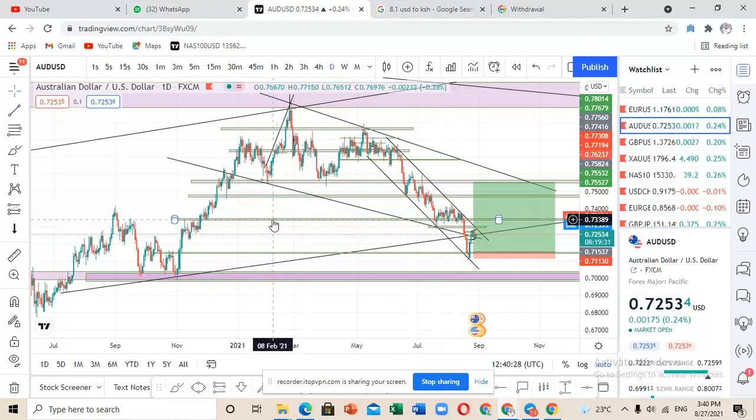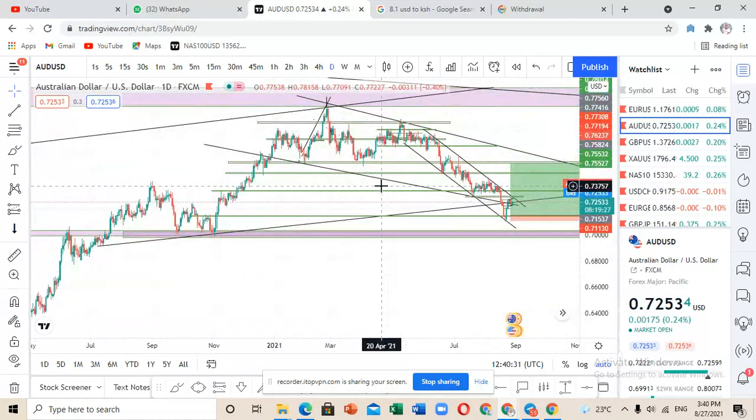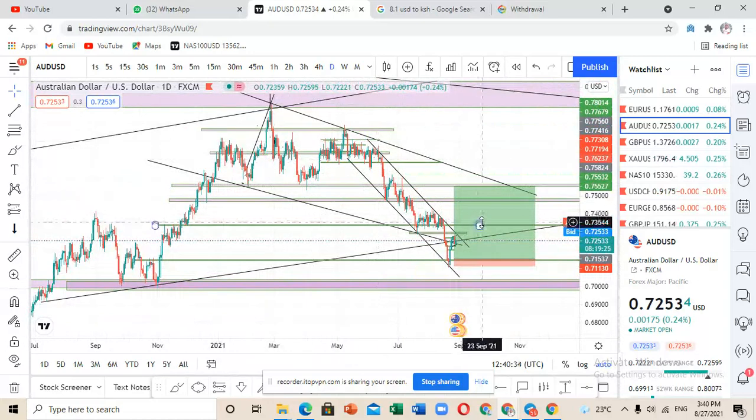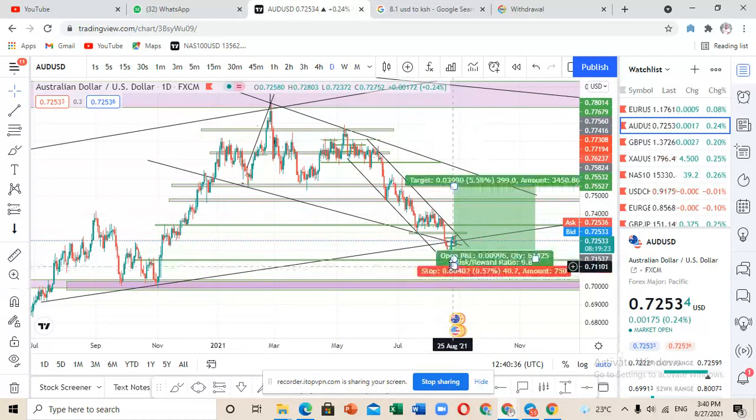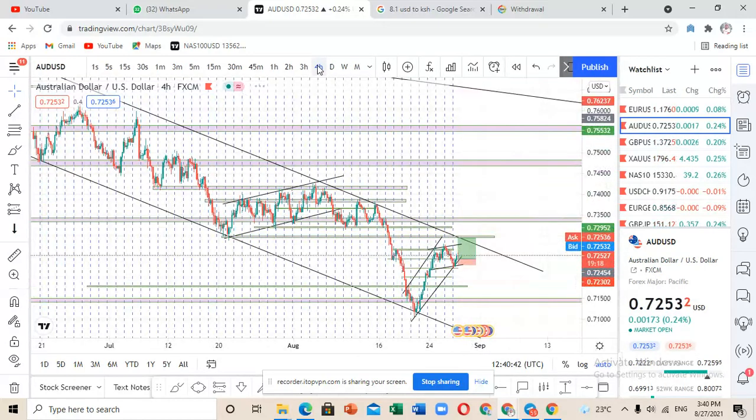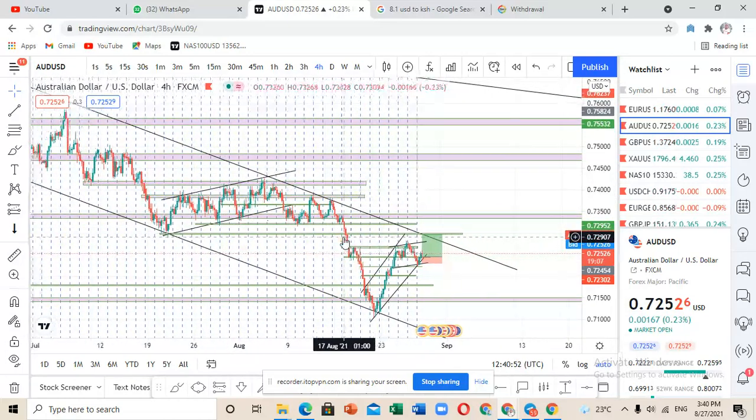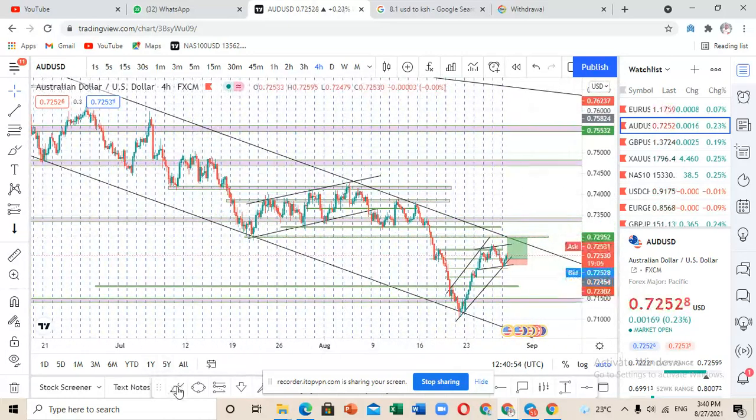You can see that generally we had an upward trend, but inside this upward trend we have got this downward trend. After touching this trend line, we have been having several corrections to the upside. If I come to the hourly time frame, the bearish trend is clear. You can clearly see how the markets have been moving.